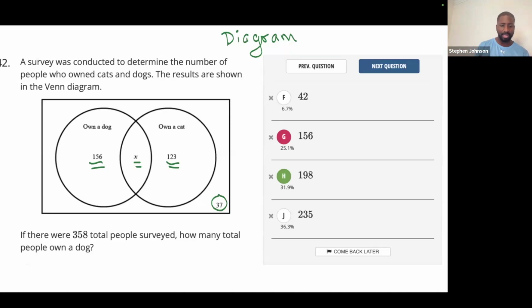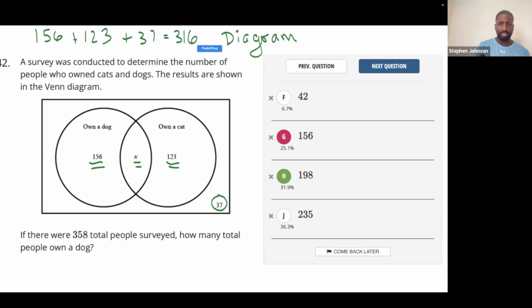All right, so I think I can make an equation. I'll write it up here. There are 156 for dogs only, plus 123 for cats only, and there's 37 for neither. What would I do with the X? Well, I think that is equal to 358? Let me go to my calculator. So 156 plus 123 plus 37 is 316. This is equal to 316.